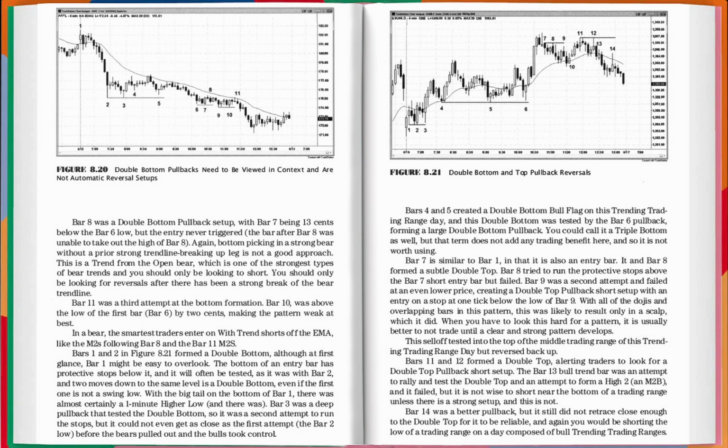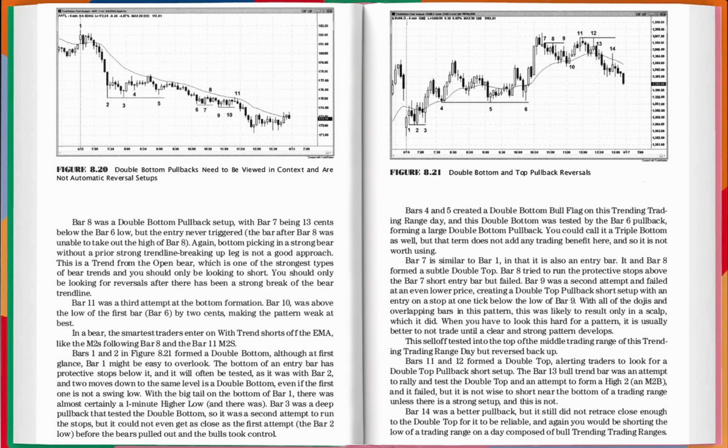Bars 1 and 2 in Figure 8.21 formed a double bottom, although at first glance, Bar 1 might be easy to overlook. The bottom of an entry bar has protective stops below it, and it will often be tested, as it was with Bar 2, and 2 moves down to the same level is a double bottom, even if the first one is not a swing low. With the big tail on the bottom of Bar 1, there was almost certainly a 1-minute higher low, and there was.